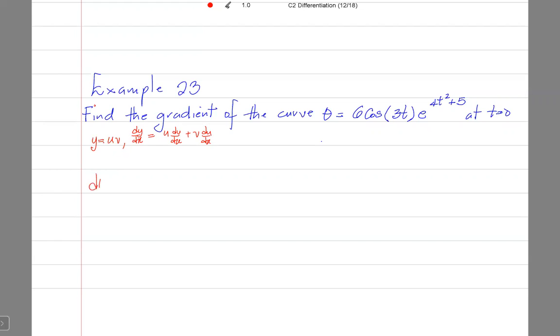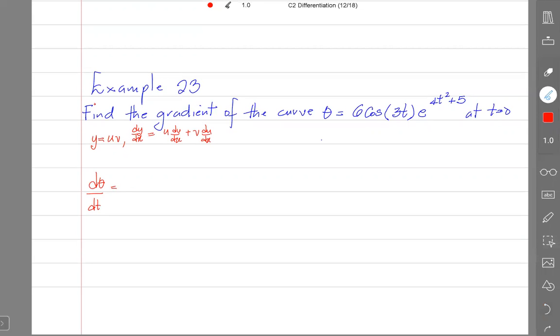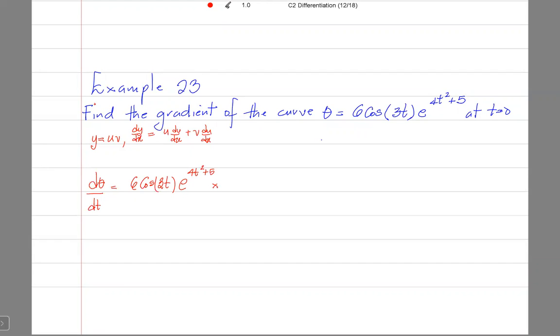So d theta by dt, I am going to leave the first. The first is 6 cos 3t. So I leave the first. Then I differentiate the second. So you differentiate e to the 4t squared plus 5, you get back e to the 4t squared plus 5, and you have to multiply by the differential of the inside function. The inside function is 4t squared plus 5. When you differentiate that, you're going to get 8t. So you multiply by 8t.